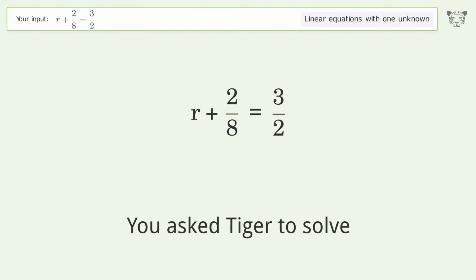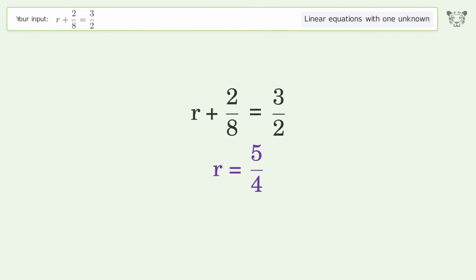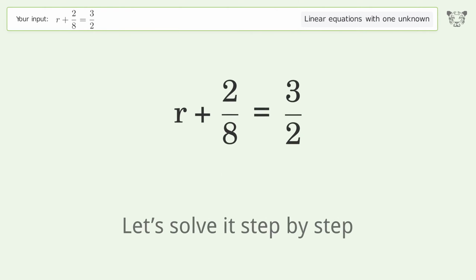You ask Tiger to solve. This deals with linear equations with one unknown. The final result is r equals 5/4. Let's solve it step by step.